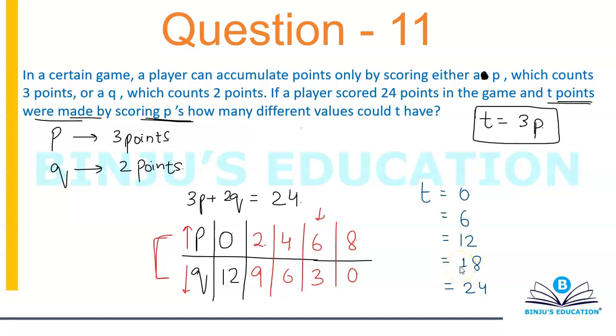They could have also asked you to find the sum of all possible values of T. In that case, you need to add these numbers. So this is 18 and 12, this will give you 20, and 6 and 24, that gives you 30, so that will be 50. That will be the answer.